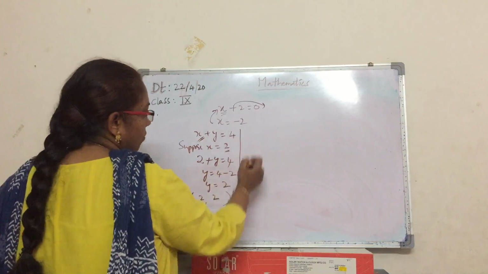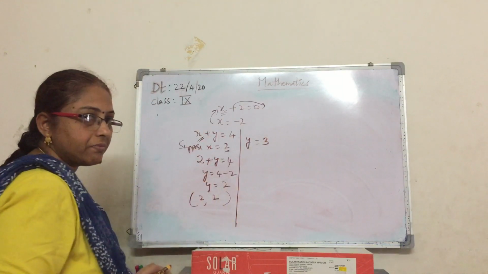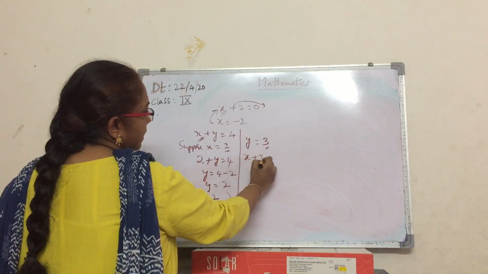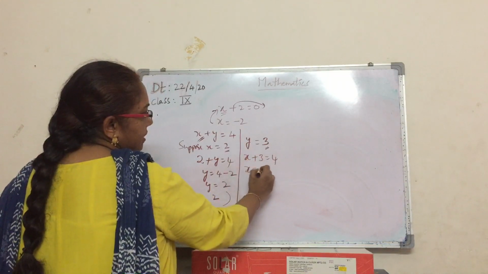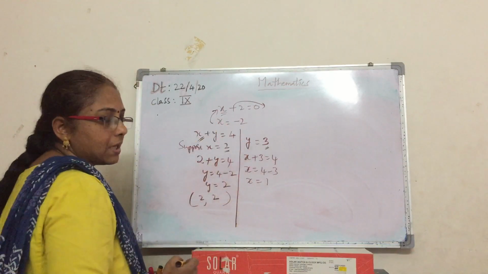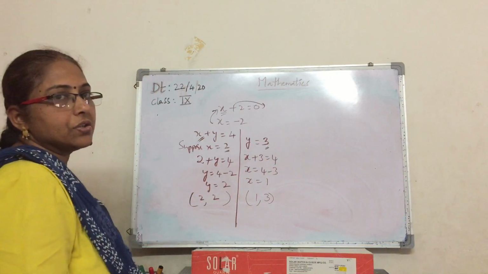Similarly, take one more value. Now you take the y value as 3. Okay. Now in place of y you take 3. x plus 3 is equal to 4. Then what x will you get? x is equal to 4 minus 3. x is equal to 1. So what is the solution? 1 comma 3 is a solution.